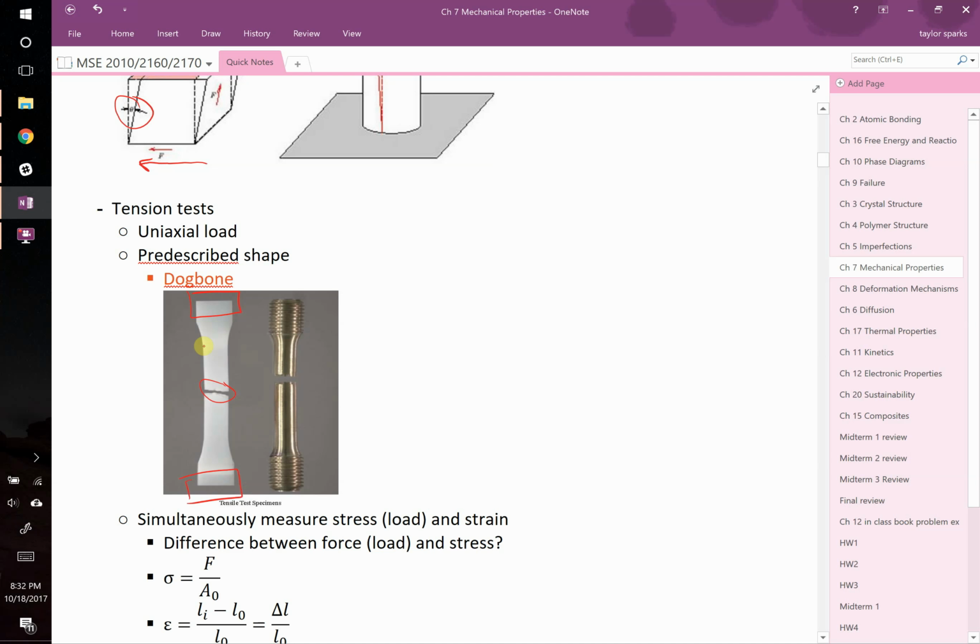So because of that, they make it a little bit more narrow. You see that this is necking down here and necking down. That makes this cross-sectional area here in the middle smaller.